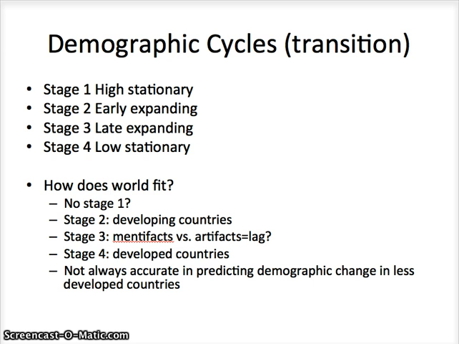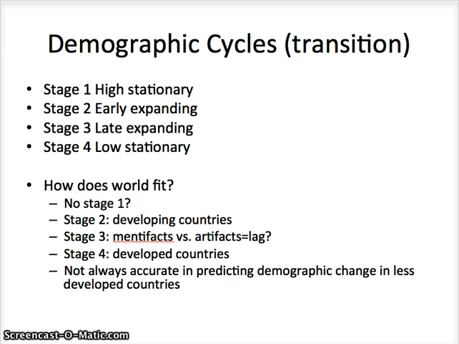Stage four is where you will find developed countries. So stage two and stage four are probably the more important ones out of the model to remember. Stage two is where you will find less developed countries. Stage four is where you will find developed countries. But I want you to know that this is a model.